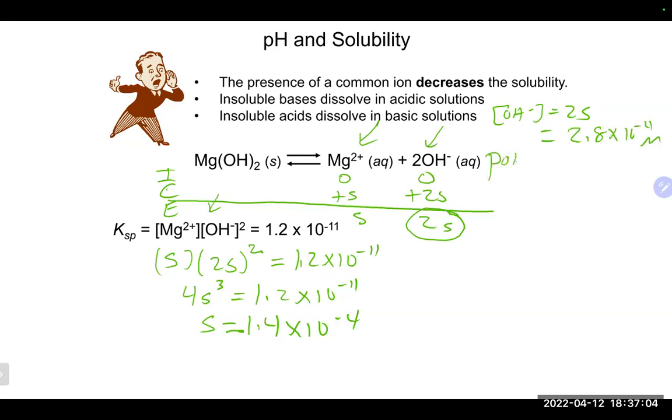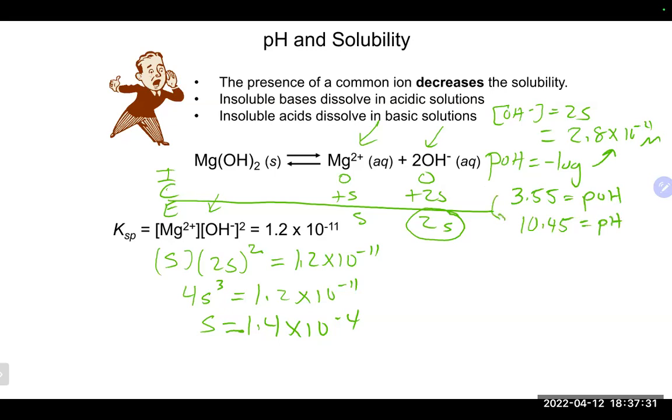That will allow us to calculate the pOH, which would be minus the log of that guy right there. And if we do that, we end up with, on the rounding, like 3.55 as our pOH, which if we then subtract from 14, gives us like a 10.45 pH.